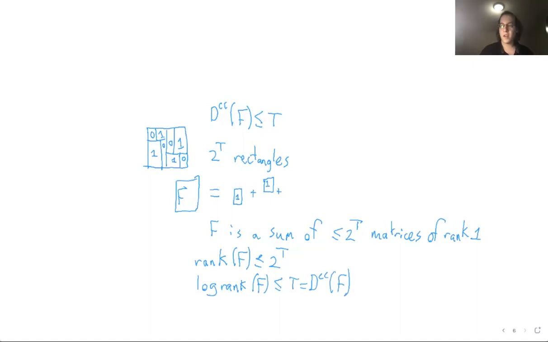Okay, so this is a really nice observation. It says that the logarithm of the rank of a matrix is at most the deterministic communication complexity. In particular, let's use this observation for something. Let's consider the matrix for equality.